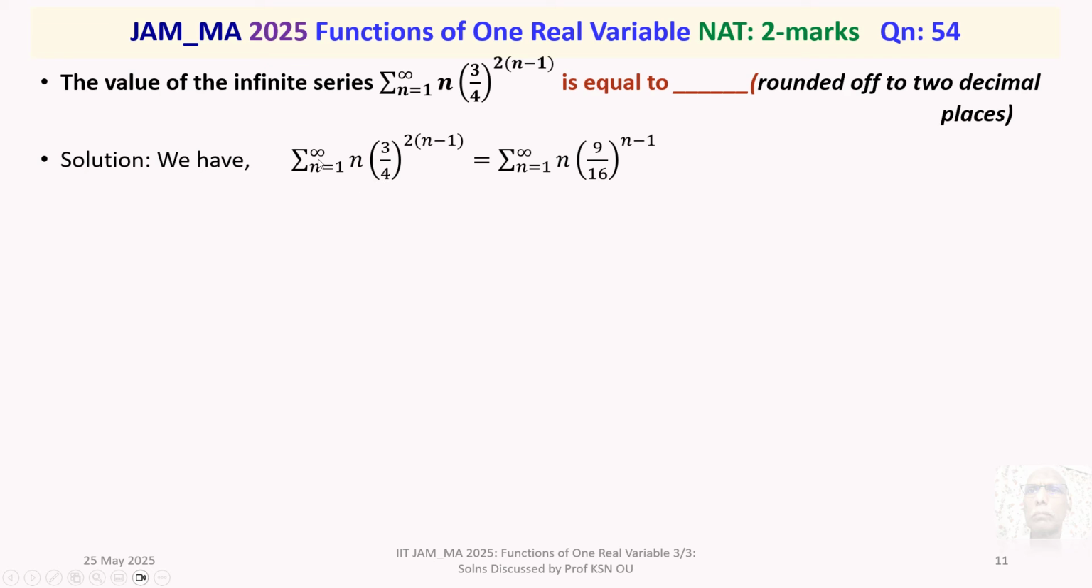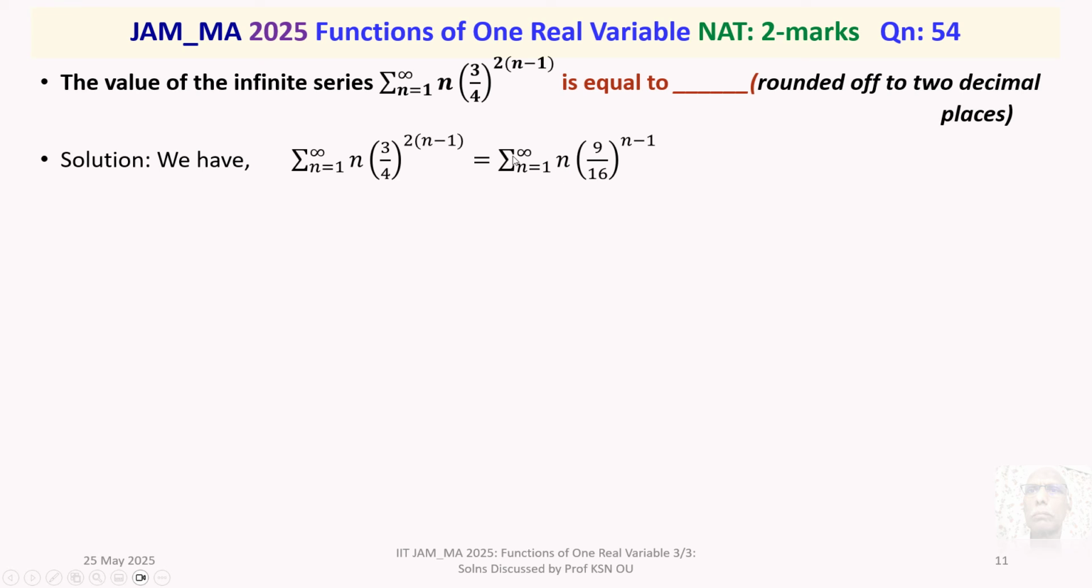Sigma n is equal to 1 to infinity n into 3 by 4 to the power of 2 into n minus 1. We write 3 by 4 whole square to the power of n minus 1. That will be sigma n is equal to 1 to infinity n times 3 by 4 whole square, which is 9 by 16, whole to the power of n minus 1. 9 by 16 is strictly less than 1. Agreed.